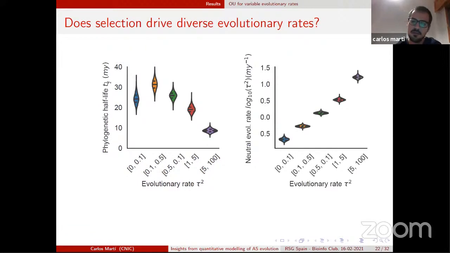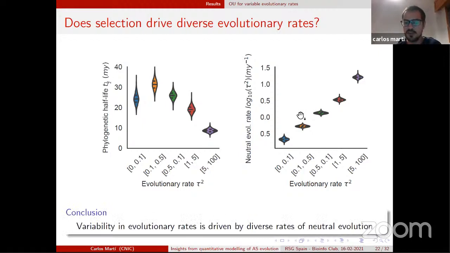In contrast, what we found is that when we plot the rate of neutral evolution against this average rate of evolution, we find a very clear correlation, suggesting that the variability in evolutionary rates is not driven by selection, but by variability in the rate of neutral evolution.